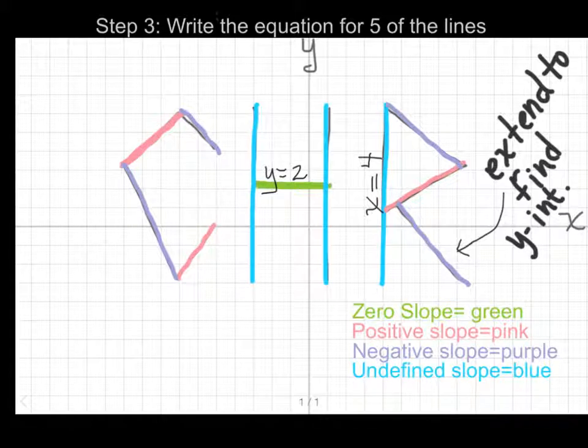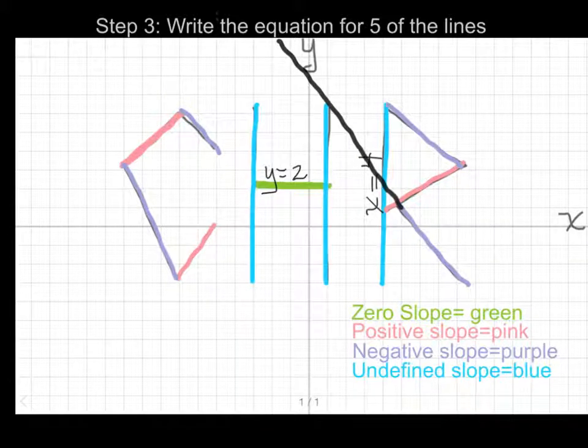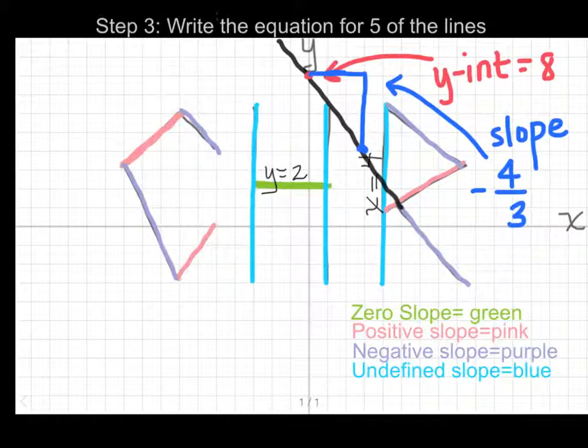And the next line I chose to look at is the last line that I drew there on the end of R. Now this is neither a zero slope or an undefined. So the first thing I need to do is extend this line to find where it intercepts my y-axis, because I'm going to use the slope-intercept formula, y equals mx plus b, to write the equation. So I've drawn the line, extending it up, and it looks like it's going to cross the y-axis at about that point. It looks like it crosses the axis at about y equals 8.